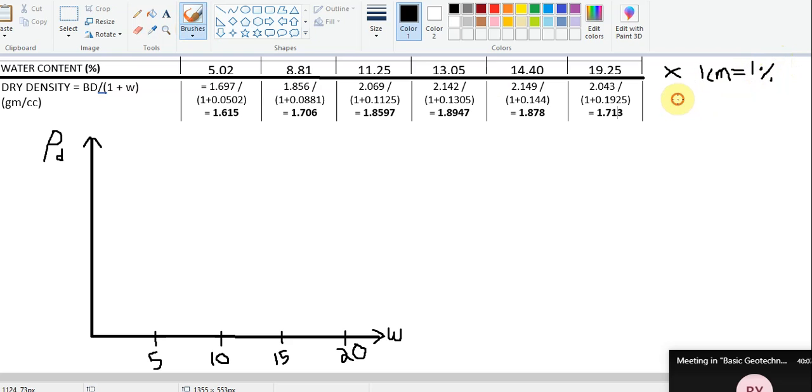Next, for the y-axis, you don't have to start from 0. Okay, x-axis you started with 0. Y-axis you don't have to start with 0. See what is the least value. Least value is 1.615 and highest value is 1.89. So 61 to 89, approximately these are 30 units.